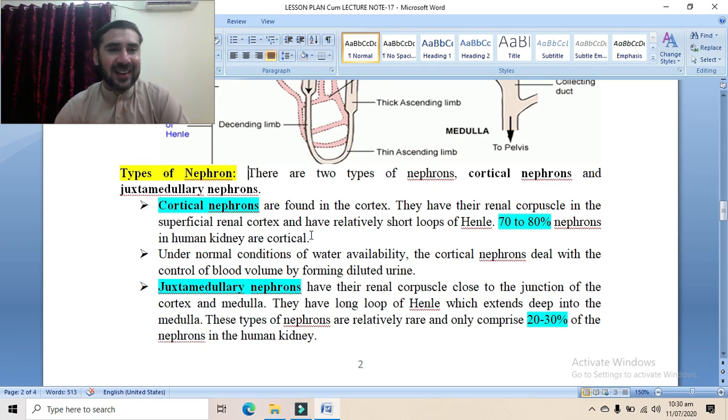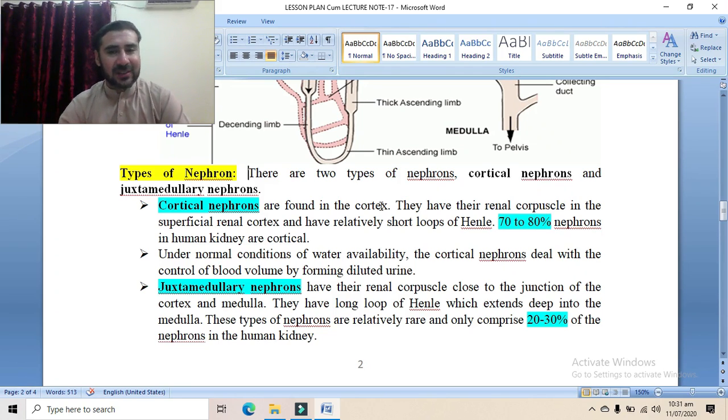Now just recall, there are two broad regions of the kidney. The outermost region is called the cortex, and the innermost region is known as the medulla. So the cortical nephrons, we start from here. The cortical nephrons are found in the cortex.